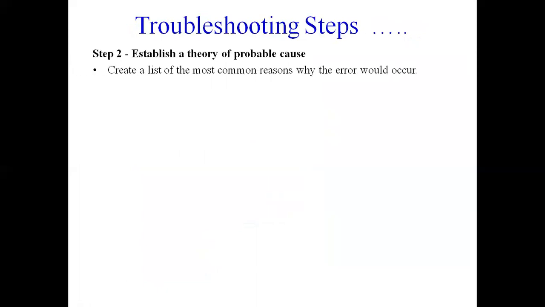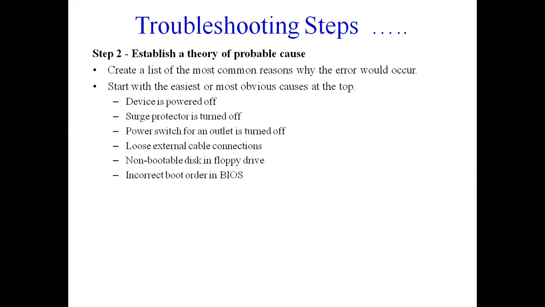Step 2. Establish a theory of probable cause. Create a list of most common reasons why an error would occur. Start with the easiest or most obvious cause at the top.